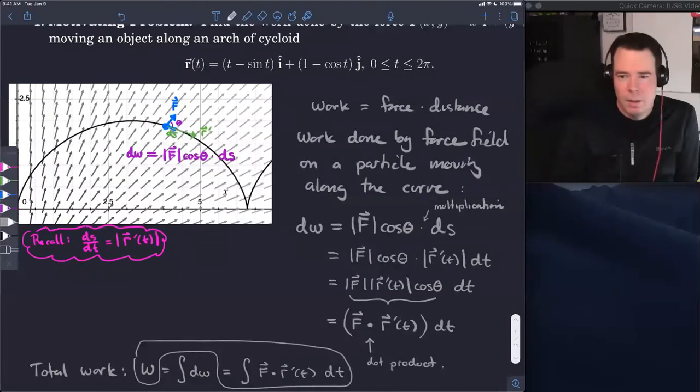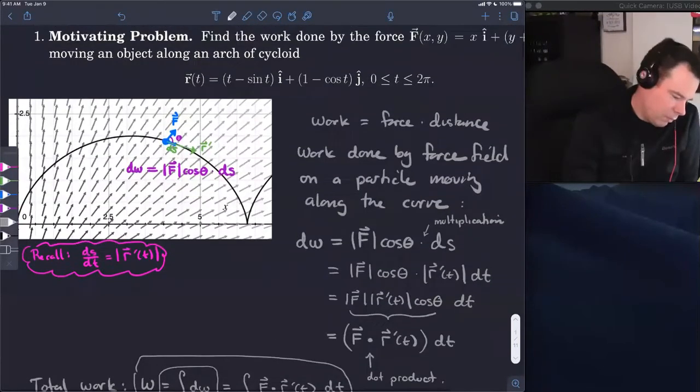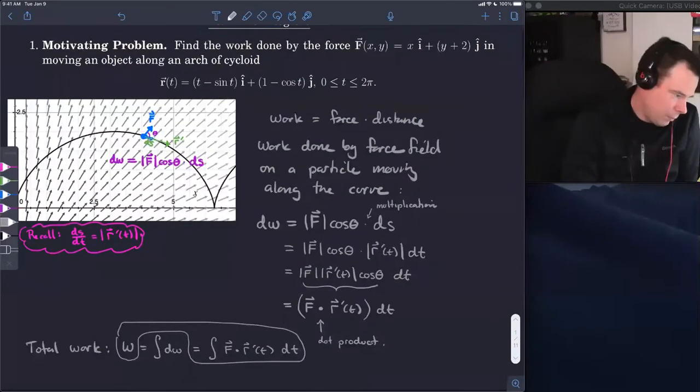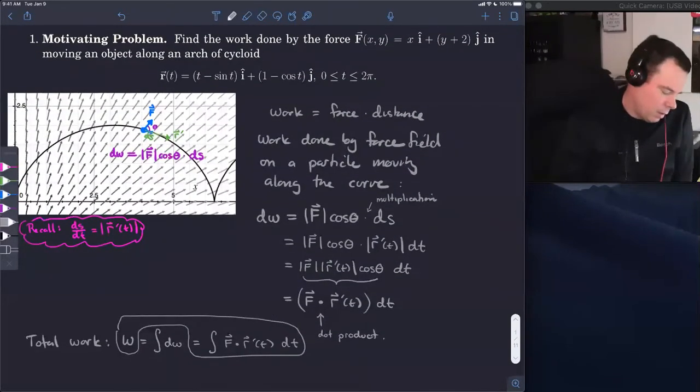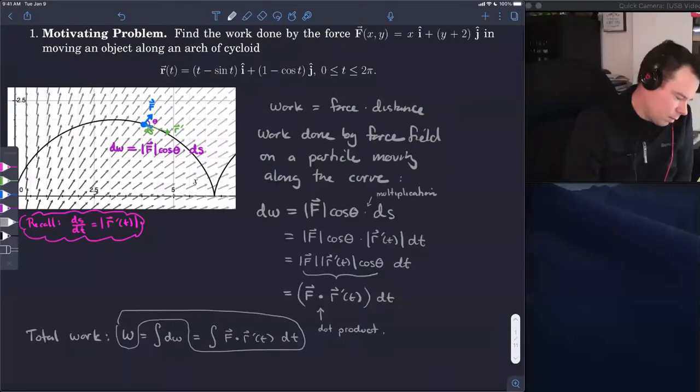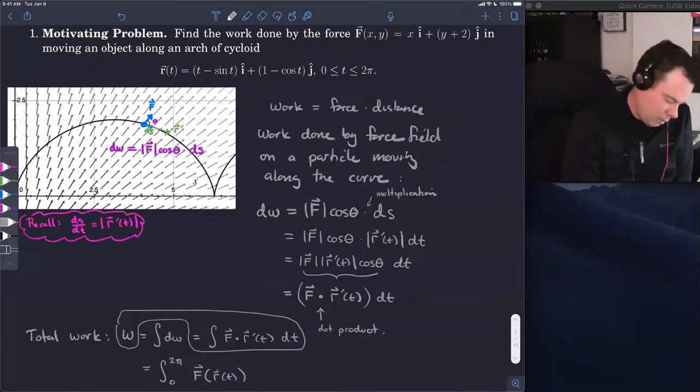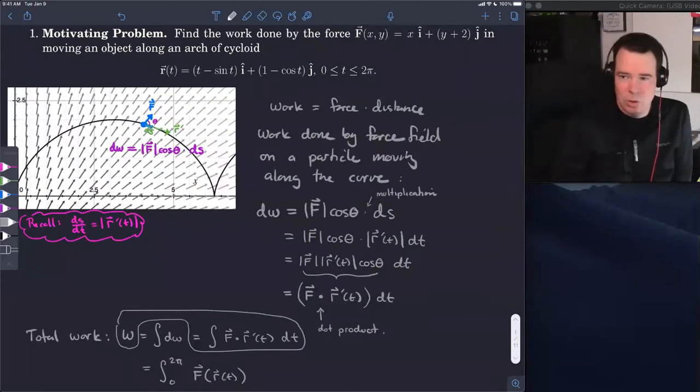And so we've got our force field F, whatever that is, given up top now. We've got our parametrized curve R, that's given there. And so what we end up getting is that we can work it out by just doing this dot product. So this would be the integral from 0 to 2 pi of F at R of t. So that's what it means. We've got to plug R of t into our force field.